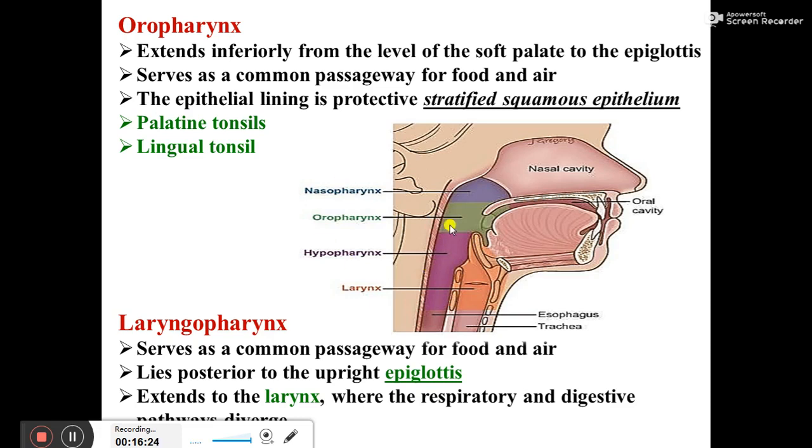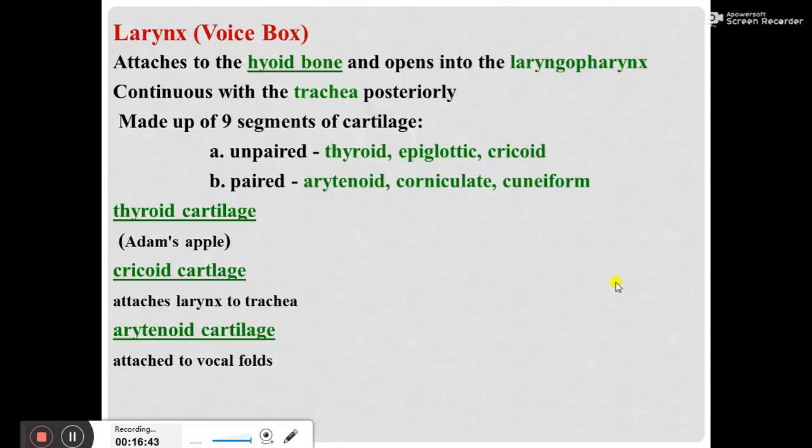So now you all know that the pharynx shows three regions: nasopharynx, oropharynx and hypopharynx. The first is a strictly air passage, and these other two are food and air passages. And here the divergence of both the digestive and respiratory systems takes place. So moving on to the larynx.